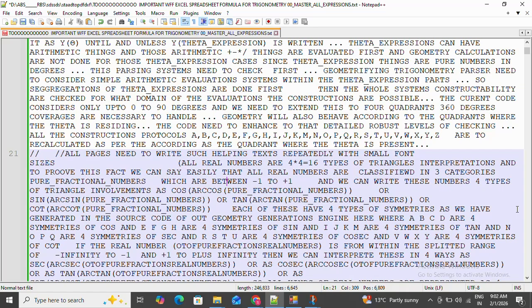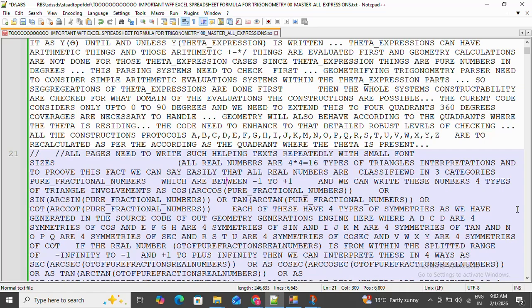Similarly, these all have the 4 symmetries that we have already discussed, A, B, C, D, E, F, G, H in that way. A, B, C, D for the cos, E, F, G, H for the sine, I, J, K, M for the tan, and these are the symmetry constructions on the 2D Euclidean plane. And N, O, P, Q for the sec, R, S, T, U for the cosec, and V, W, X, Y for the cot. These are all Sanjoy Nath's terminology used in Sanjoy Nath's Geometrifying Trigonometry.